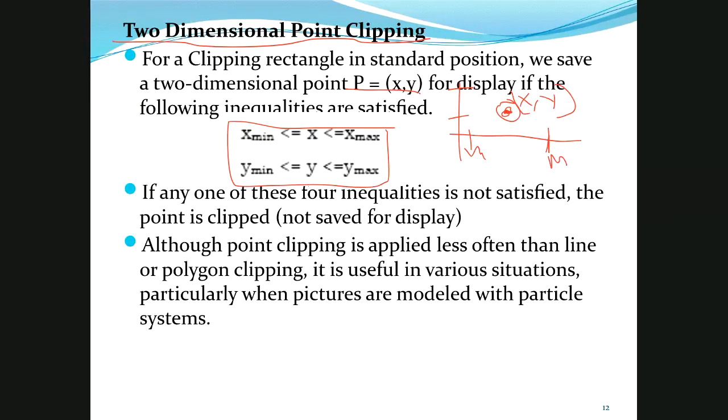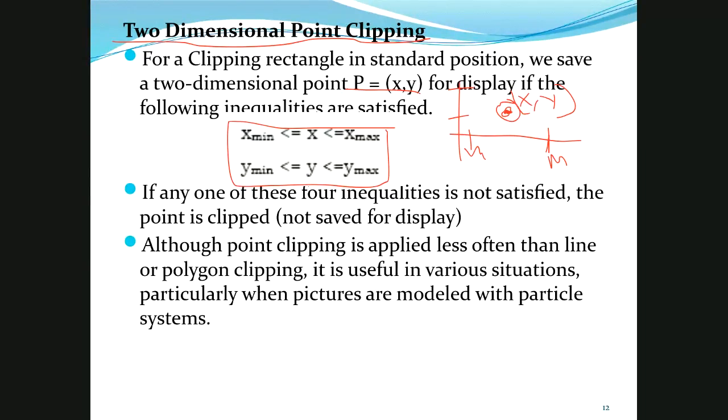And if the inequalities are not satisfied, the point is clipped. For example, if you didn't make the point in between the minimum and maximum of the x and y coordinates, so suppose the minimum and maximum inequalities are not satisfied, then you cannot do the point clipping. So that is another important point for two-dimensional point clipping.